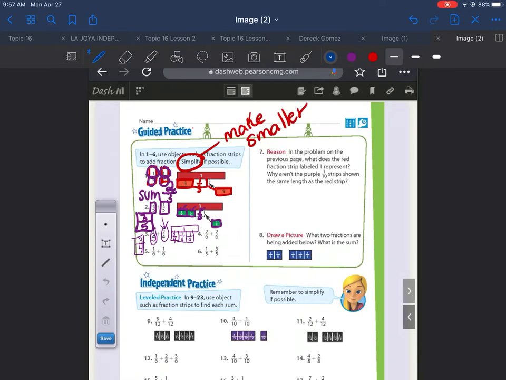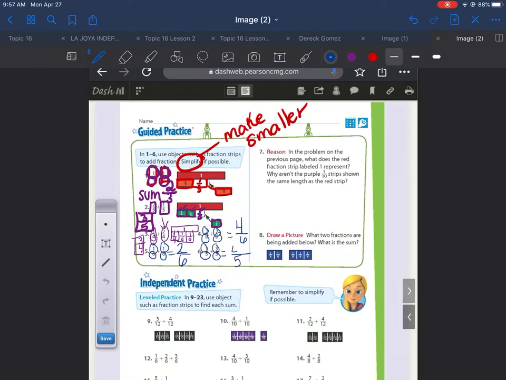3/4. I'm going to do the next one without the strip diagram, just by using my fractions. Denominator 6, so it stays the same. I am adding 2 plus 2 equals 4. Same thing for number 5. Denominator stays the same. 1 plus 1 is 2.